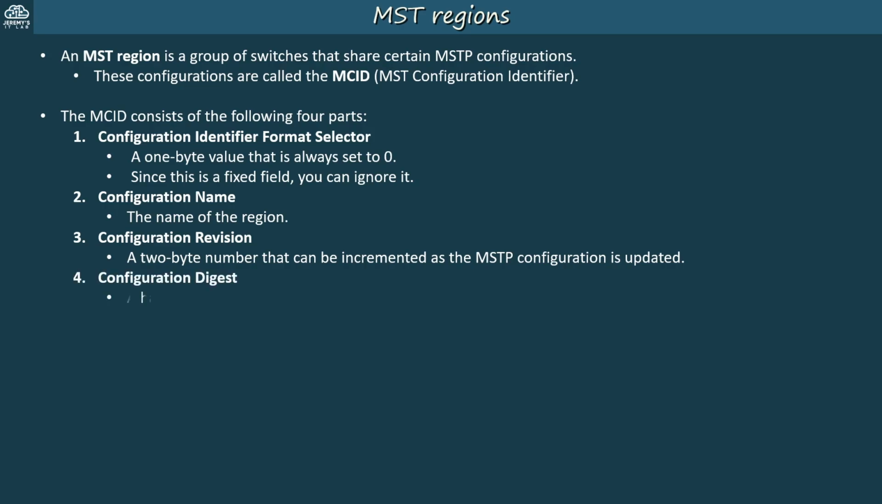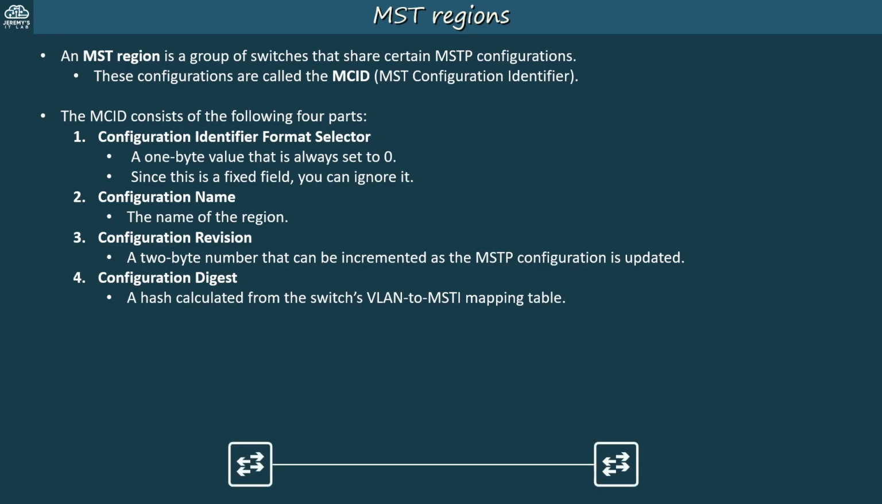Finally, and perhaps most importantly, is the configuration digest. This is a hash calculated from the switch's VLAN to MSTI mapping table. I briefly mentioned this in the previous lab video. Instead of directly comparing their tables, each switch calculates a hash from its table and uses that to verify whether it has the same mappings as other switches or not.